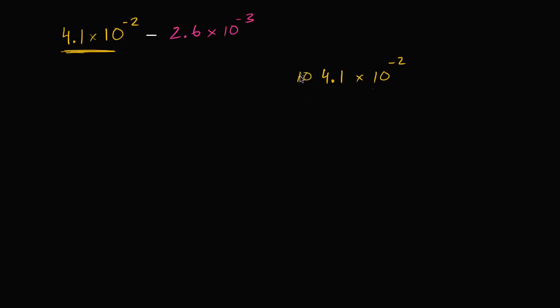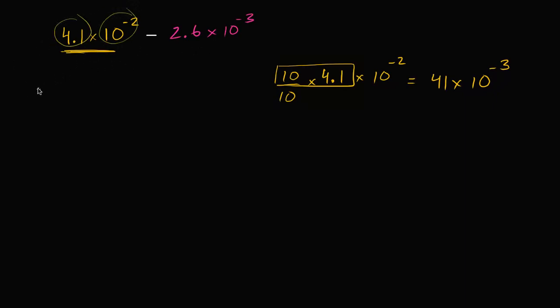I could have written 10 over 10 times this, and then you take 10 times 4.1, you get 41, and then 10 to the negative 2 divided by 10 is going to be 10 to the negative 3. So this is equal to 41 times 10 to the negative 3. And that makes sense. 41 thousandths is the same thing as 4.1 hundredths. All we did is we multiplied this times 10 and we divided this times 10.